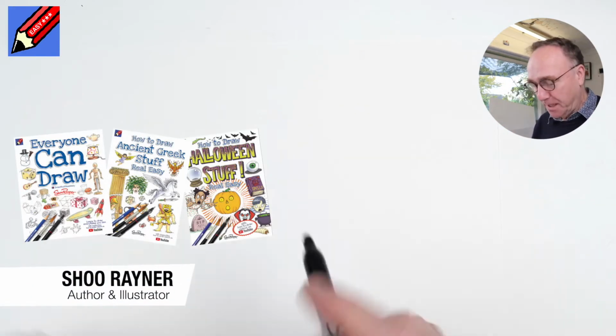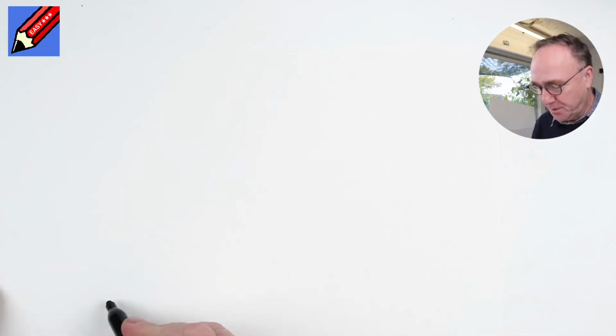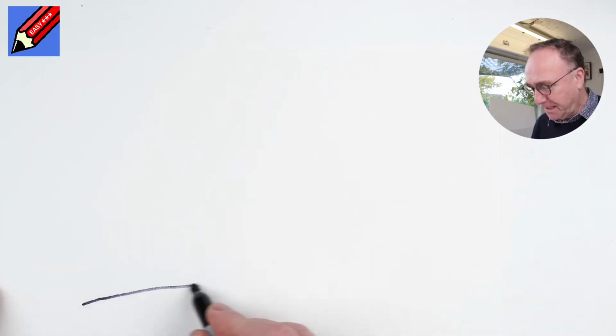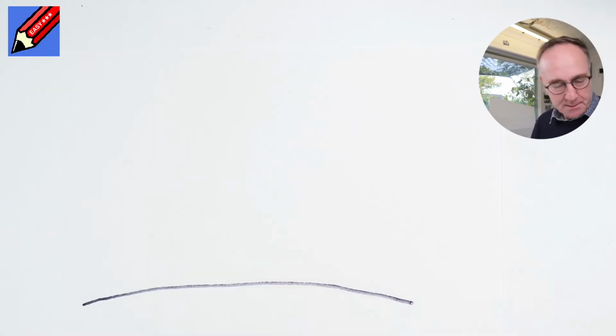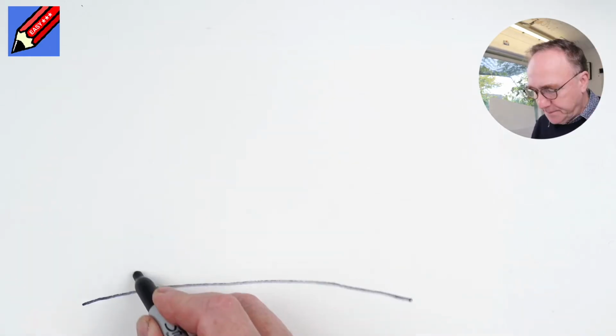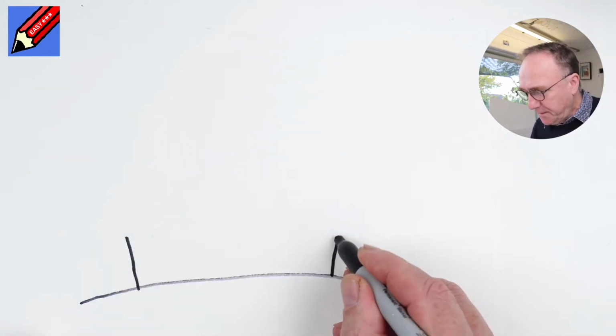Well, it's nearly Halloween while I'm doing this, so I thought I'll show you how to draw a spooky house. We can have it kind of on a hill. Oh, that's not a very good pen. Let's go up a bit like that and up a bit like that.